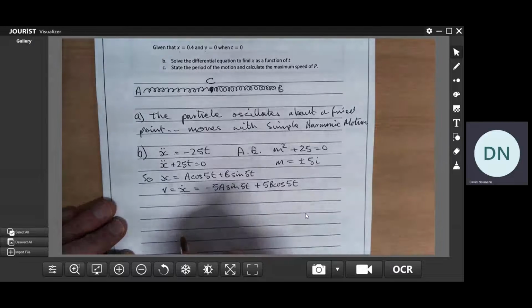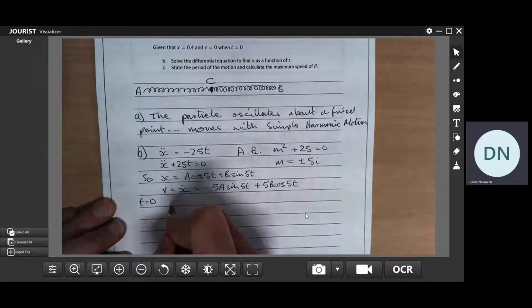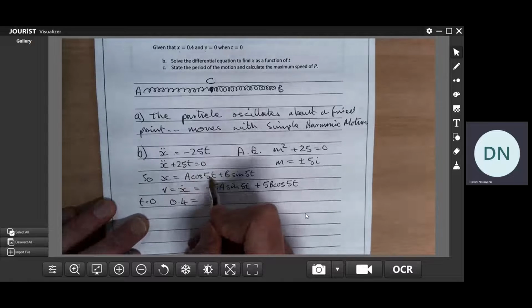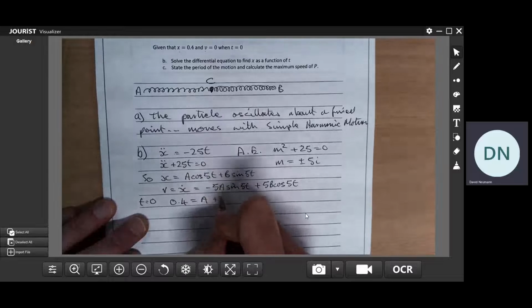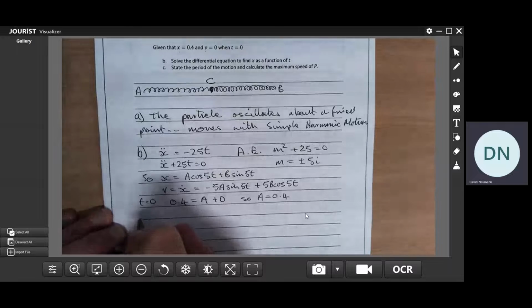Now we're going to substitute in our values. So t equals 0. We've got x is 0.4. So 0.4 is equal to, cos of 0 is 1, so a plus 0. So a is equal to 0.4.